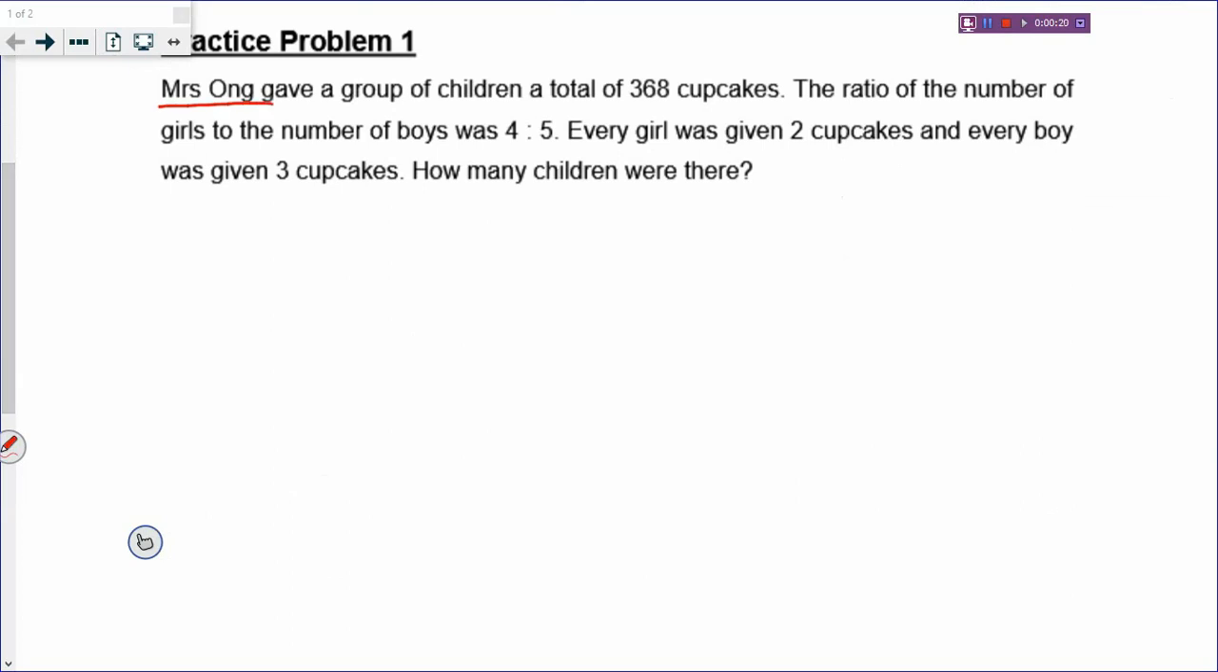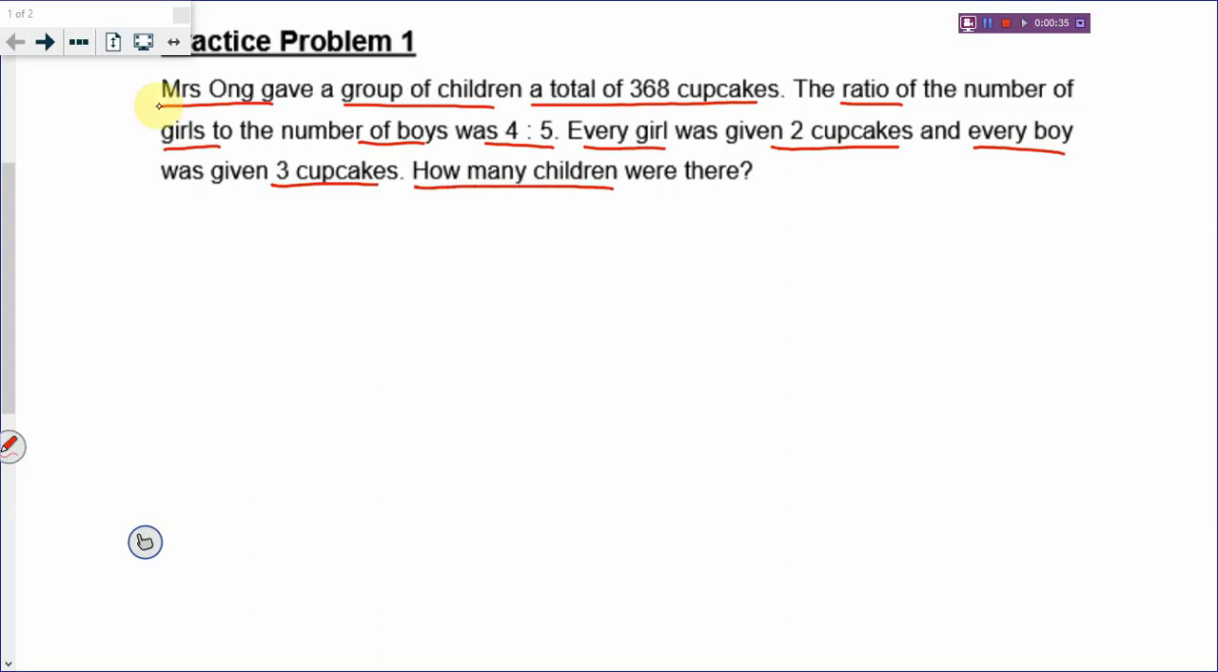Mrs. Ong gave a group of children a total of 368 cupcakes. The ratio of the number of girls to the boys was 4:5. Every girl was given 2 cupcakes. Every boy was given 3 cupcakes. So how many children were there?